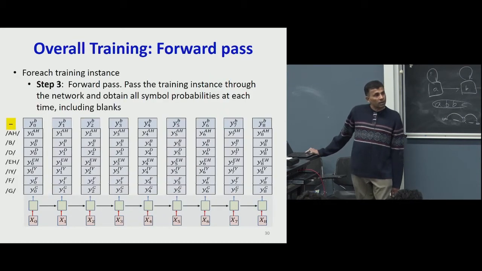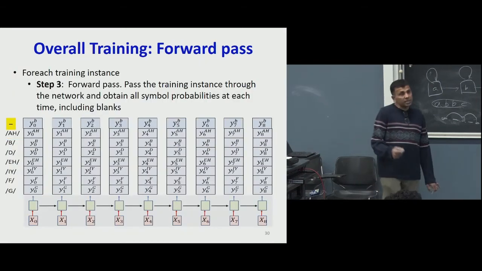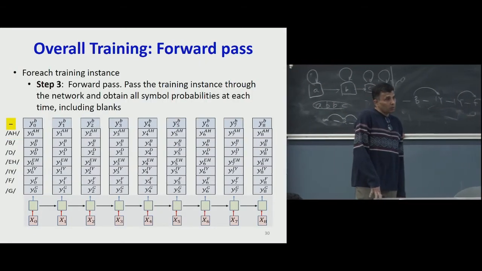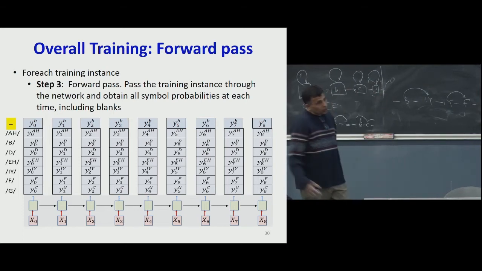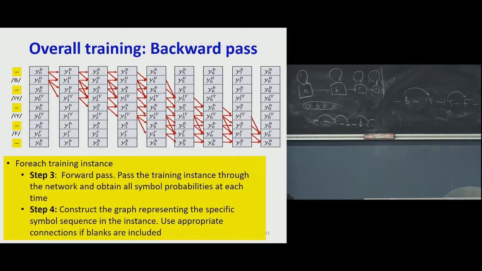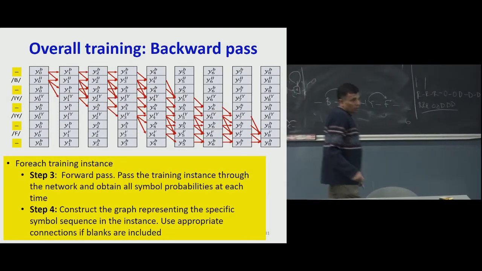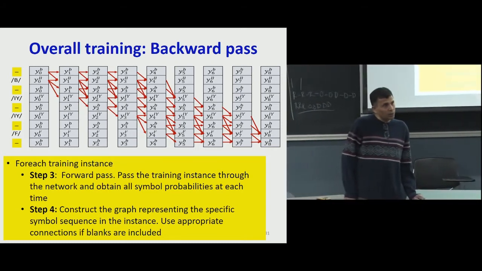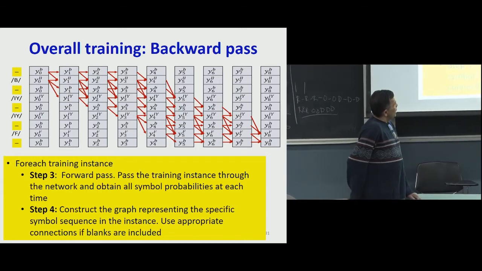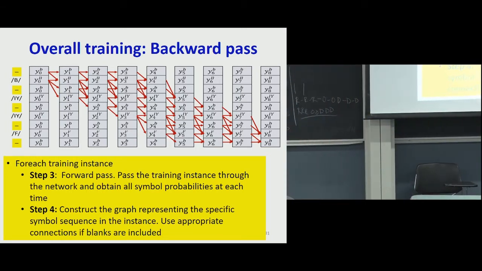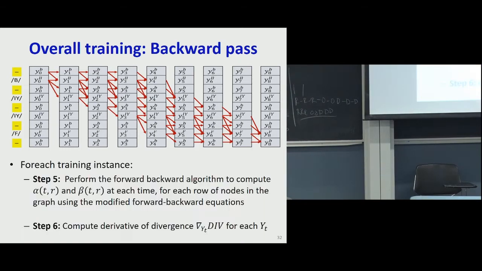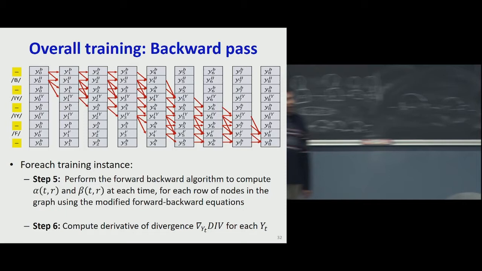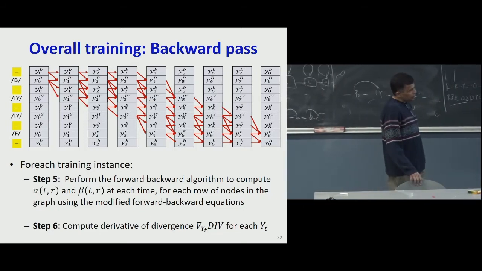Then for the forward pass, you're going to be computing all of these probabilities, which are the probabilities for every symbol in your vocabulary and the probability for a blank. And then you would use these probabilities to compose this graph by pulling out the corresponding rows and constructing the table and including the appropriate edges. And once you've computed the graph, you can perform the forward and backward computations to compute the alpha and beta at each time for each row.